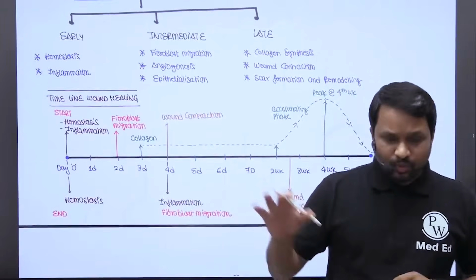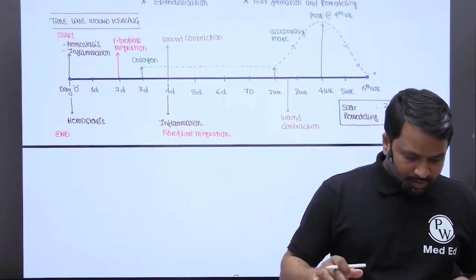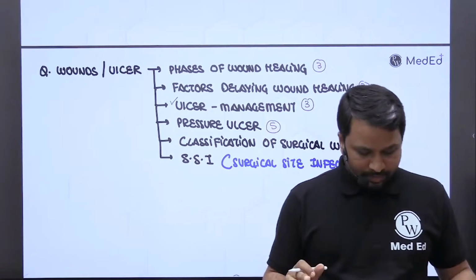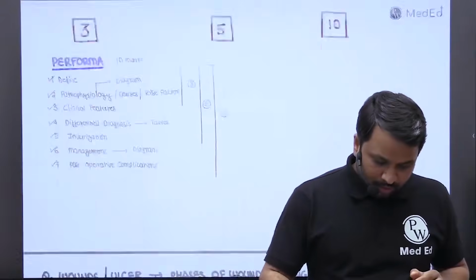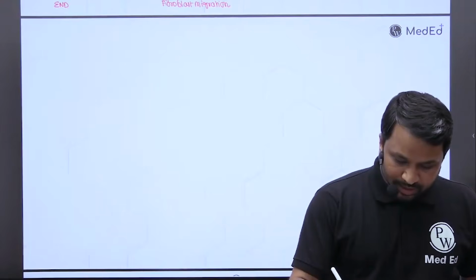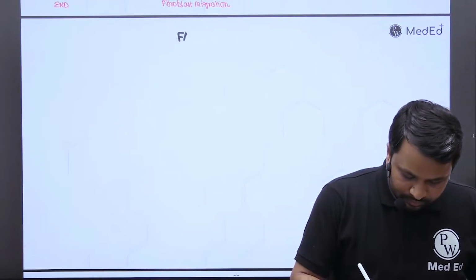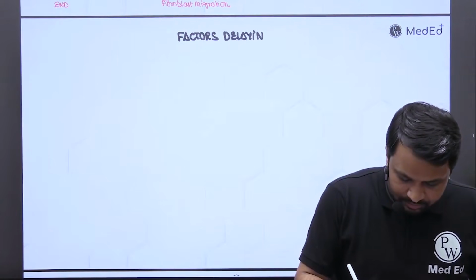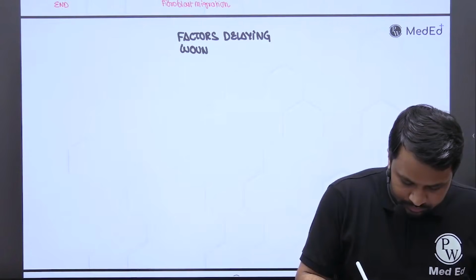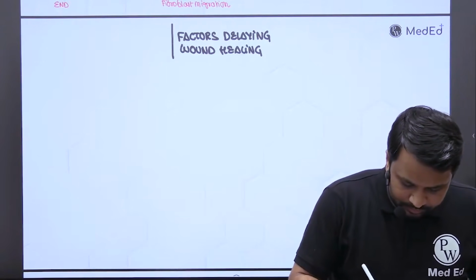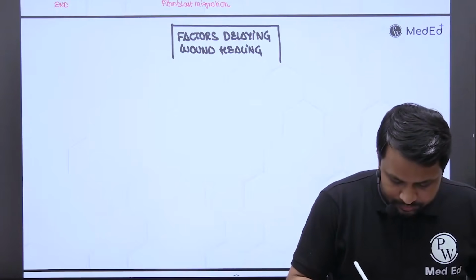Now, once you have written this, so we have the first part, phases of wound healing, which we have already determined. Next is going to be about the factors that delay wound healing, right? So factors delaying wound healing is your second question, right?